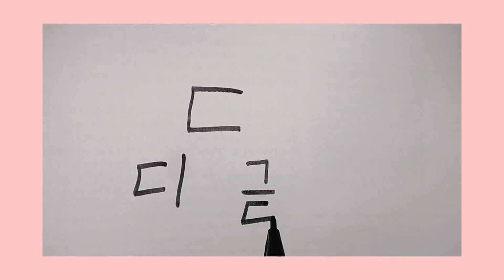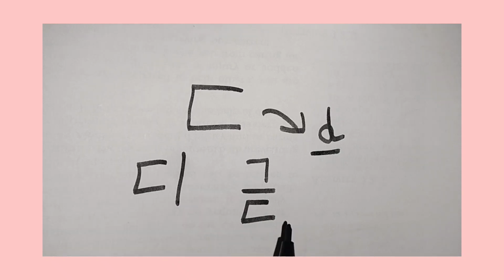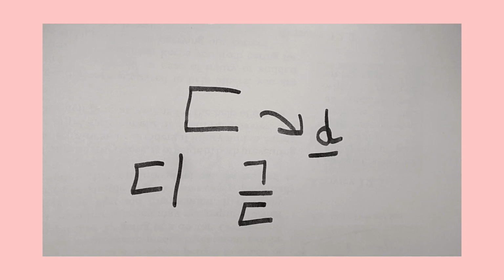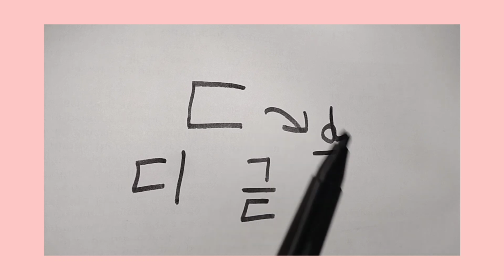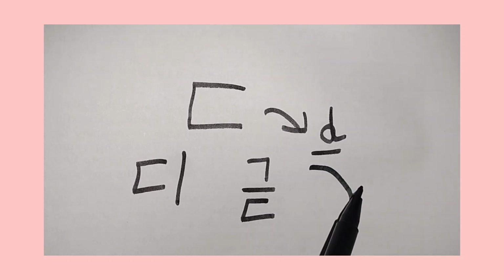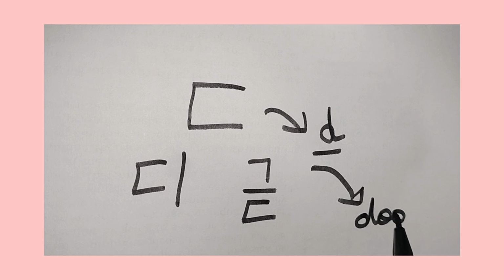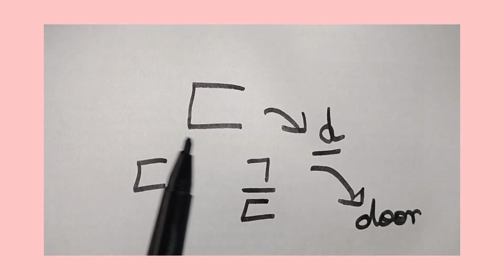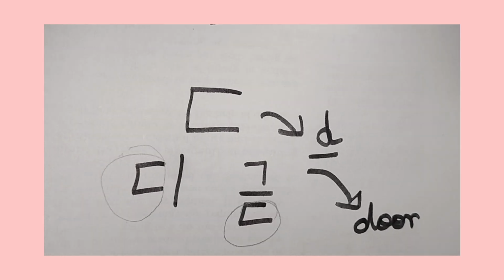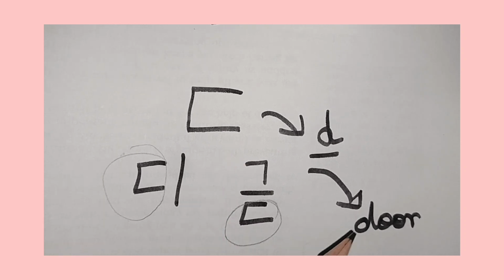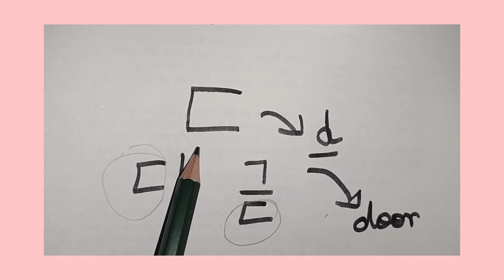The next one is digeut. You probably guessed this by its name. It makes the d sound, because it looks like a door. Look at this. It's looking like a door. We're using door to memorize digeut.